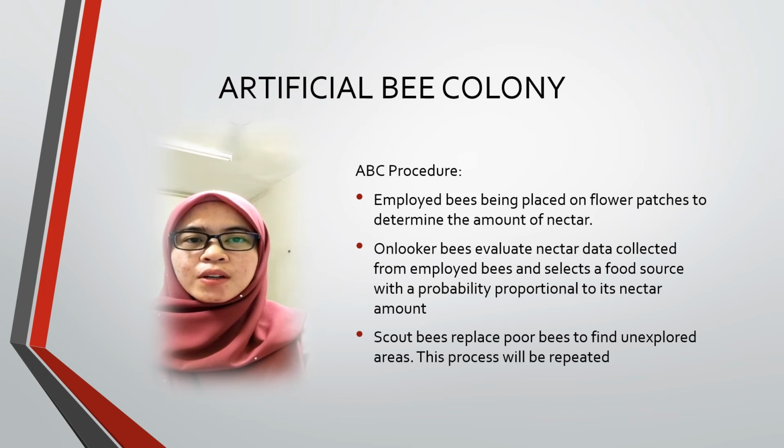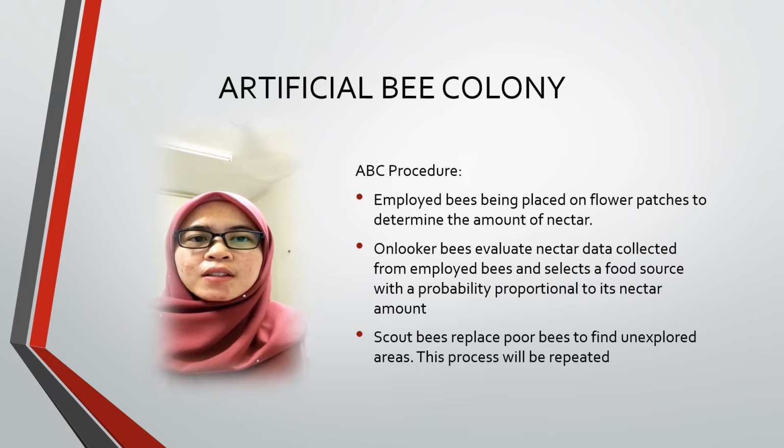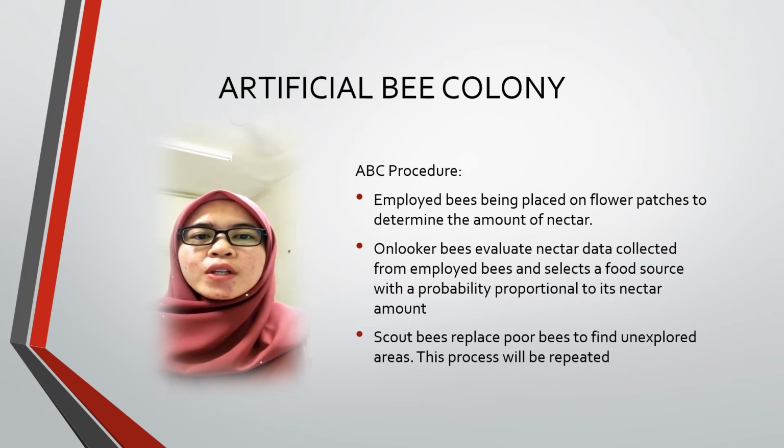Next, the artificial bee colony algorithm, ABC. The artificial bee colony is an optimization technique that mimics the foraging behavior of honeybees. A swarm of honeybees work together to complete tasks and achieve a good result. The procedure starts with the employed bees being placed on flower patches to determine the amount of nectar. Then, onlooker bees move to promising locations shared by employed bees and stay in areas with a high amount of nectar. Otherwise, scout bees will replace poor bees to find unexplored areas. This process is repeated until the maximum number of iterations is reached.